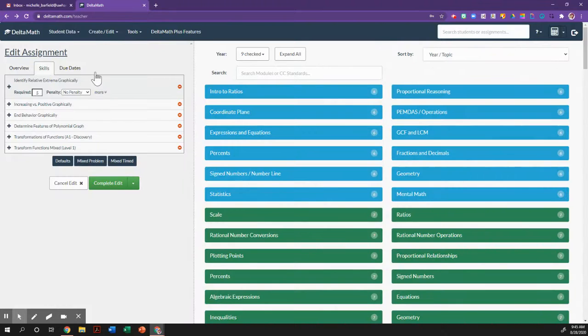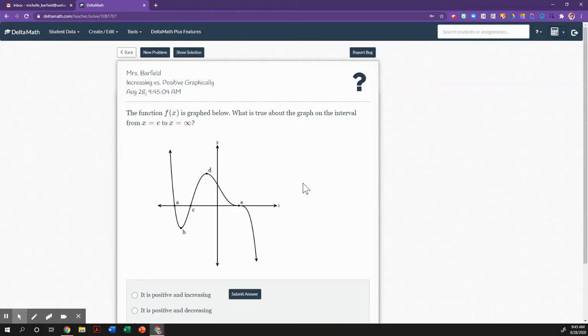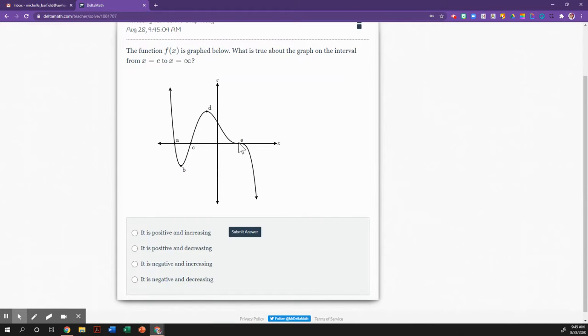All right, so now if I go back to here, sorry, it says the function f of x is graphed below. What is true about the graph on the interval from x equals e to x equals infinity? Okay, so if I start at e and I go to infinity, what is the graph doing? Well, it is decreasing. So it says what is true? It is positive and increasing. It is positive and decreasing. It is negative and increasing. It is negative and decreasing.